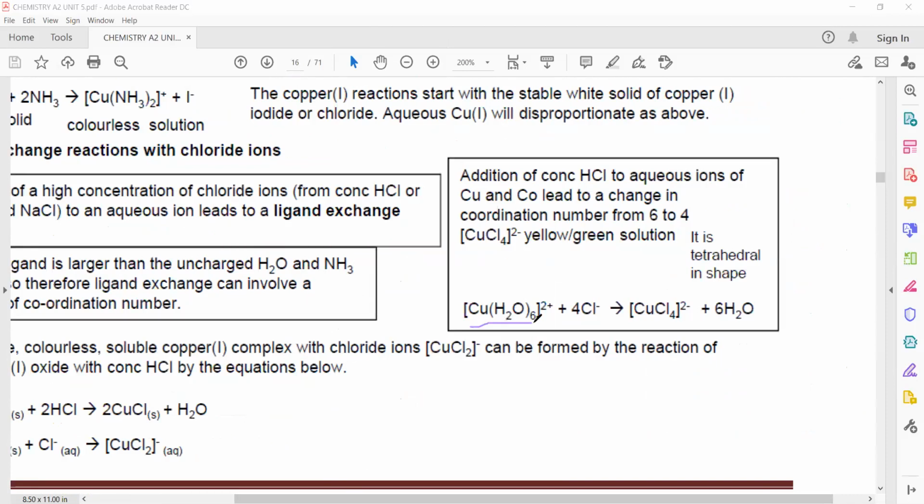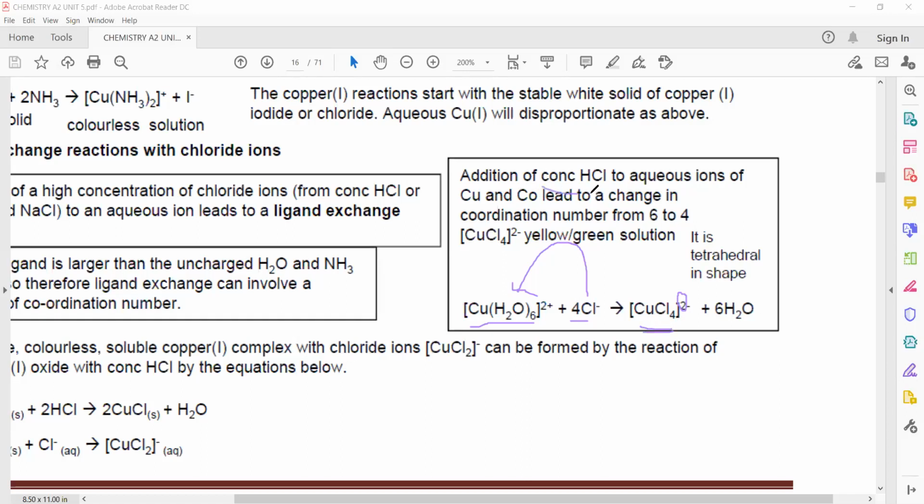So it's a complex of copper. When we add an excess of chloride, only 4 chloride ions will take the place of 6 water molecules because chloride ions are negative. And it will be aqueous. Why will it be aqueous? Because there is a charge on the complex.